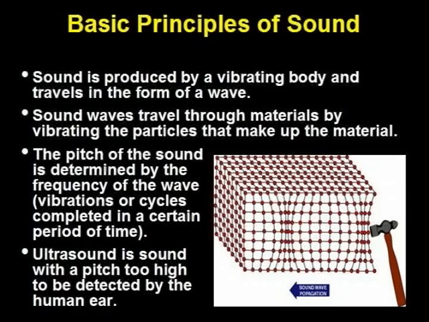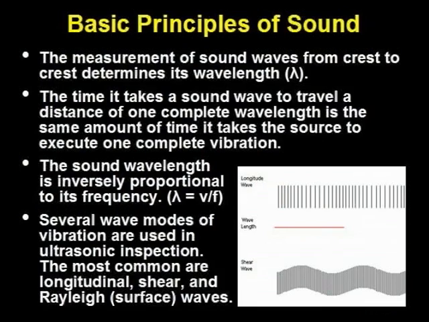Ultrasound frequencies are so high that they cannot be detected by the human ear. The typical frequency range for ultrasonic inspection is 500 kHz to 20 MHz. Some ultrasound leak detection methods go as low as 40 kHz, and acoustic microscopes go as high as 2 GHz.